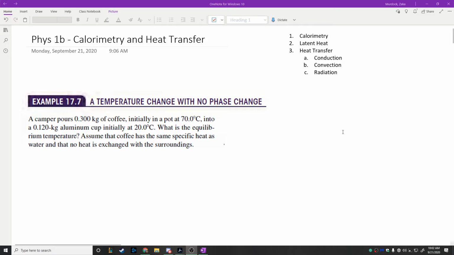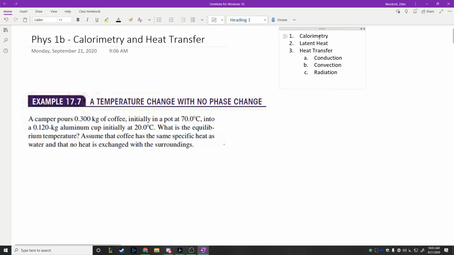All right, so this is Physics 1B for September 21st. Today we're going to continue to talk about heat transfer processes. Last time we discussed specific heat, which is the rate at which a material heats up based on how much heat that you put into it.